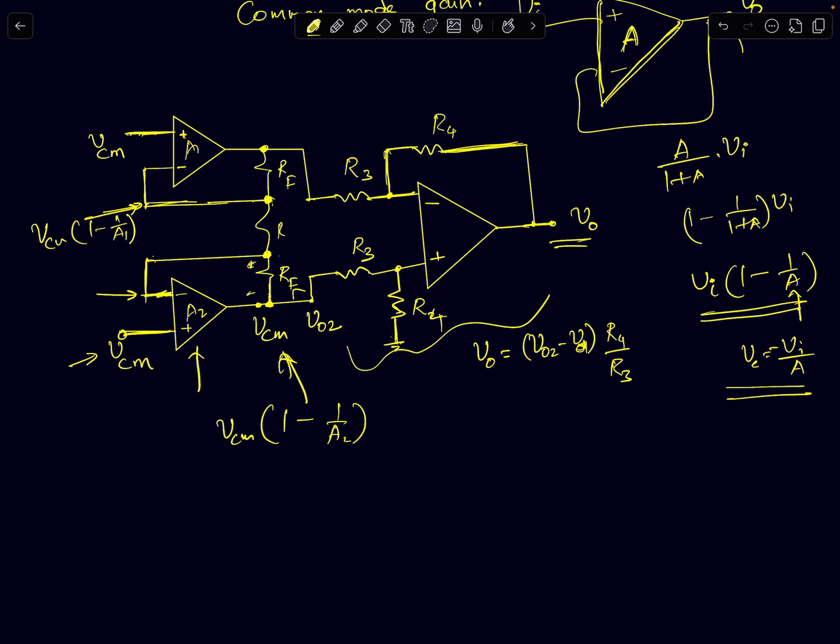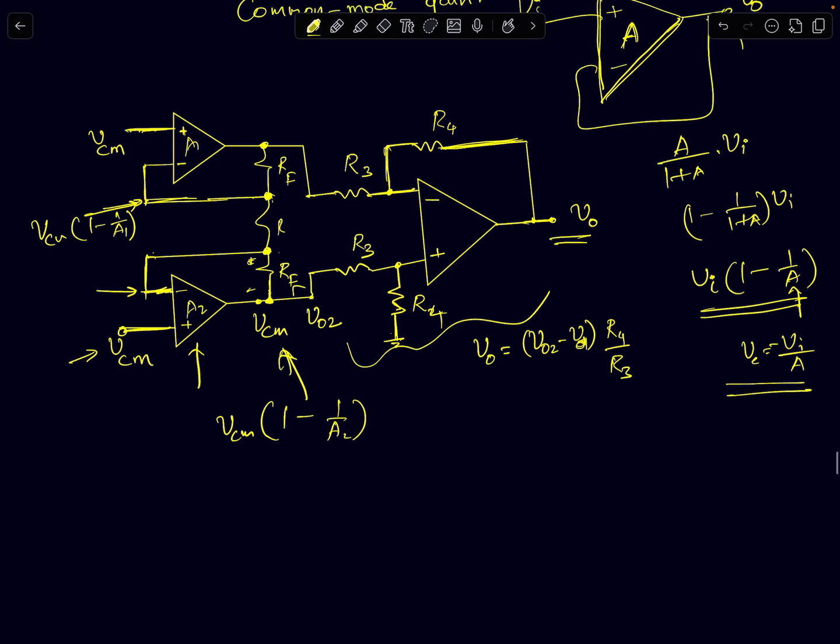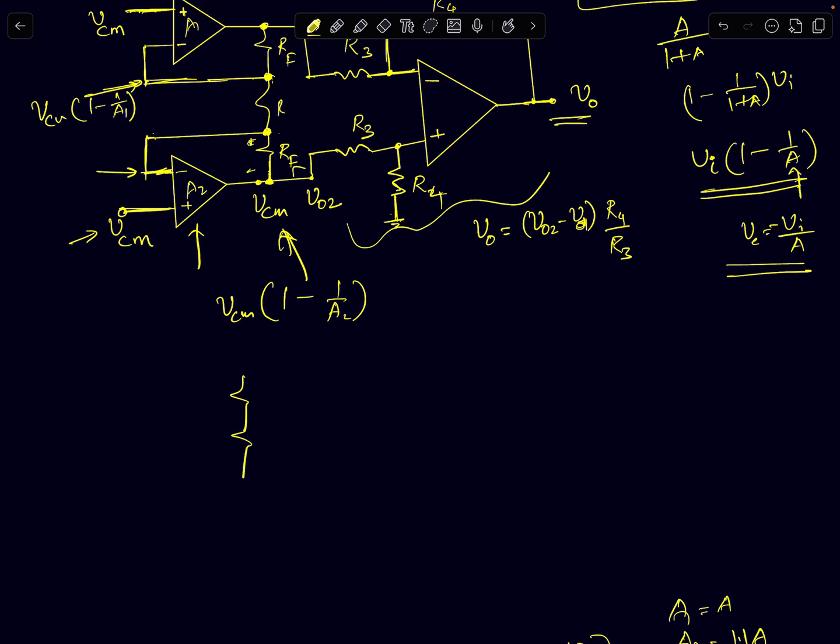VO2 minus VO1 is nothing but the potential drop across the three resistors. So you have three resistors like this: RF, R and another RF. This node voltage is VO1 and this node voltage is VO2. So VO2 minus VO1 is the potential difference between them. That is simply the voltage drop across RF plus the voltage drop across R plus the voltage drop across the RF in the upper arm.